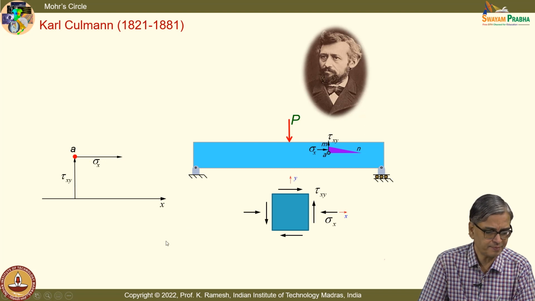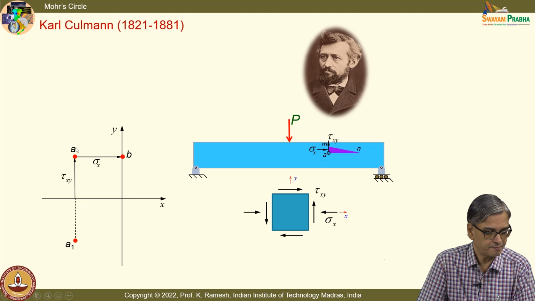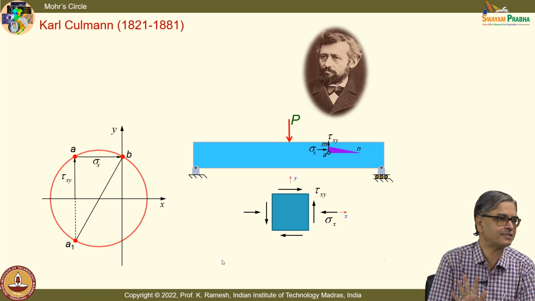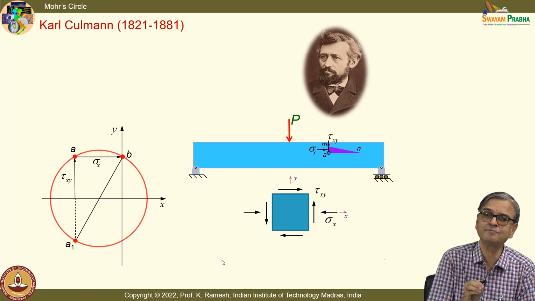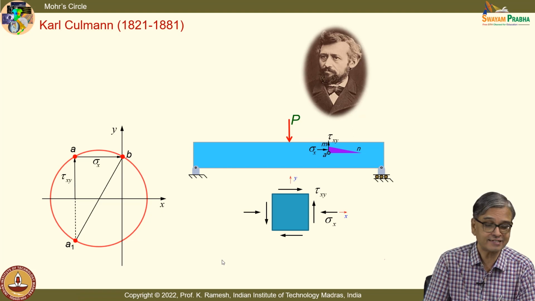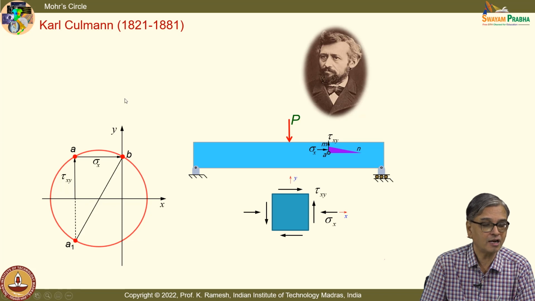This is actually a compressive stress here, and then he identified the point B and located the y-axis. Then he mirrored this point A to A1, joined these two and got a circle. No other explanation was given. So, the first attempt to get a circle to represent state of stress is credited to Carl Kalman.